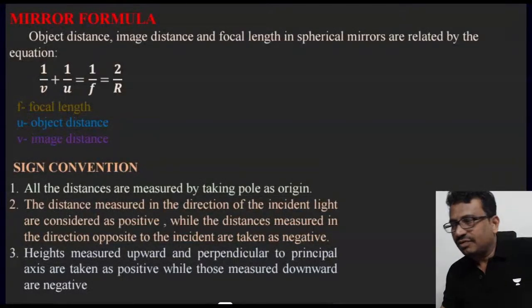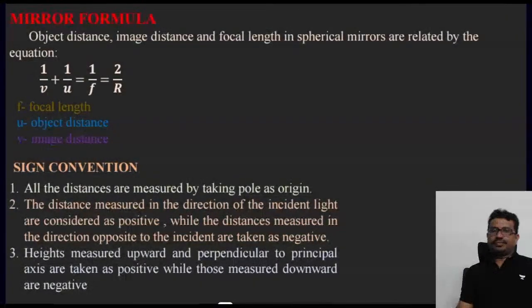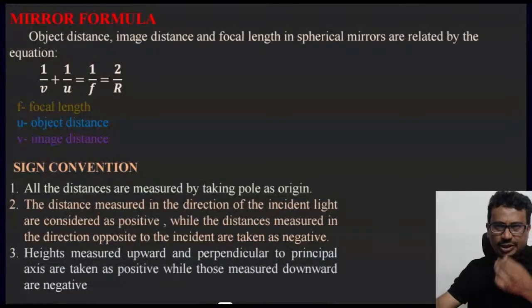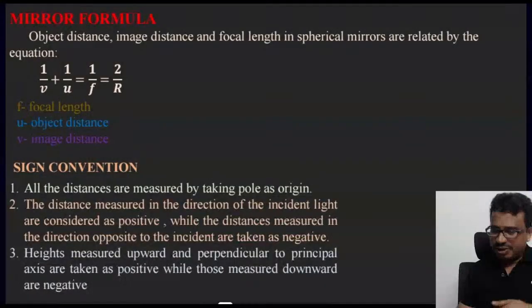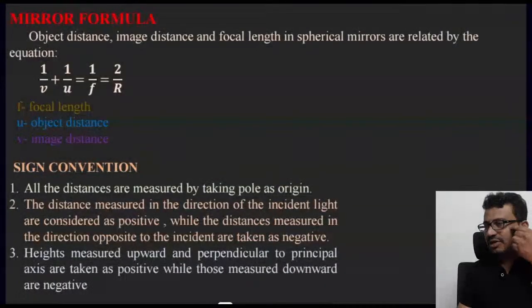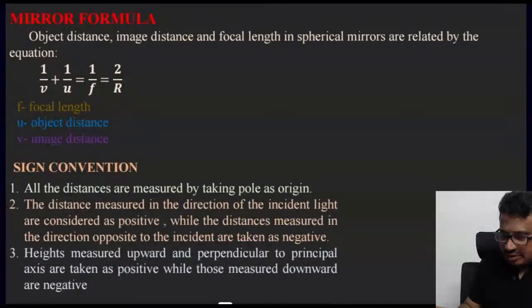We have seen the mirror formula. The mirror formula is a relation between object distance, image distance, and focal length. The formula is given as 1 by f is equal to 1 by u plus 1 by v, where f is the focal length, u is the object distance and v is the image distance.